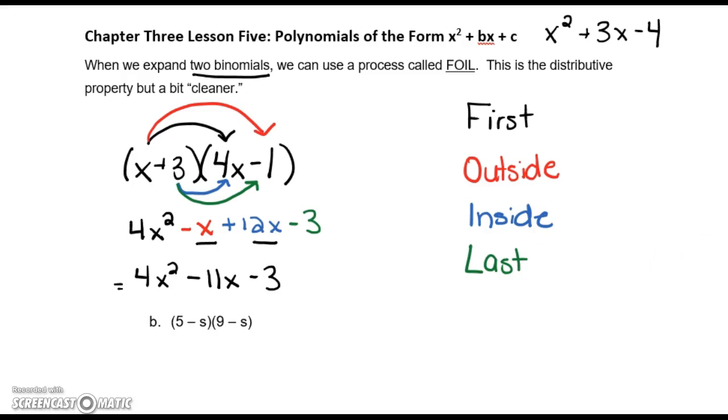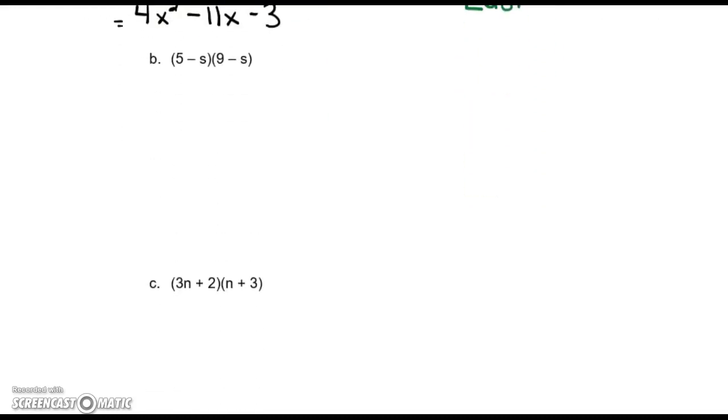Now we're going to look at two examples from your notes, 1b and 1c. Here we're going to multiply the binomials 5 minus s and 9 minus s, and we're going to use our FOIL property to help us out. Keeping in mind our FOIL process, we're first going to multiply our first terms. So we go 5 times 9. 5 times 9 is 45.